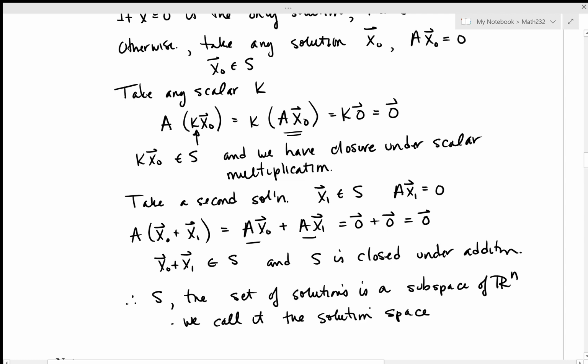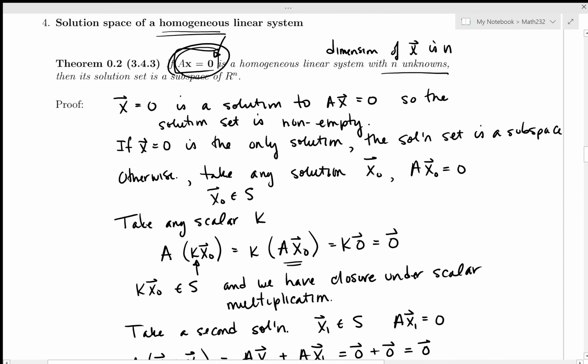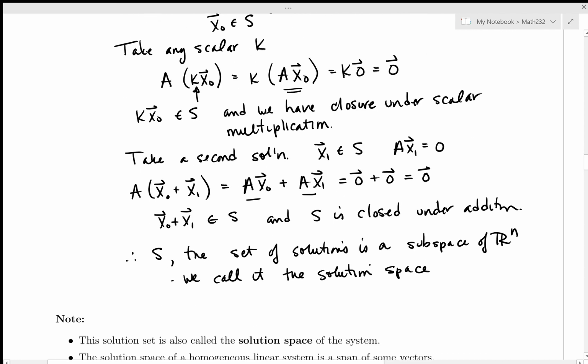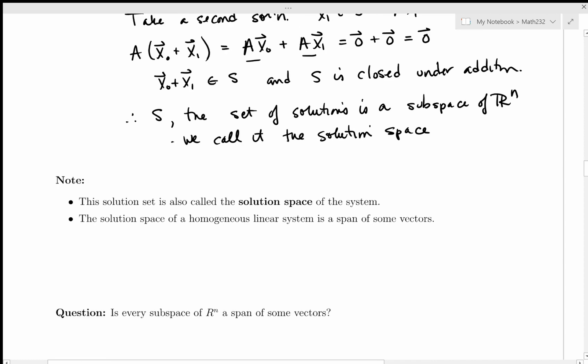Okay, please take note that we started out here at the top with a homogeneous linear system. All right, so we got here the solution set is also called the solution space. So we've got that written out again. Drive home that point: the solution space of a homogeneous linear system is a span of some vectors.